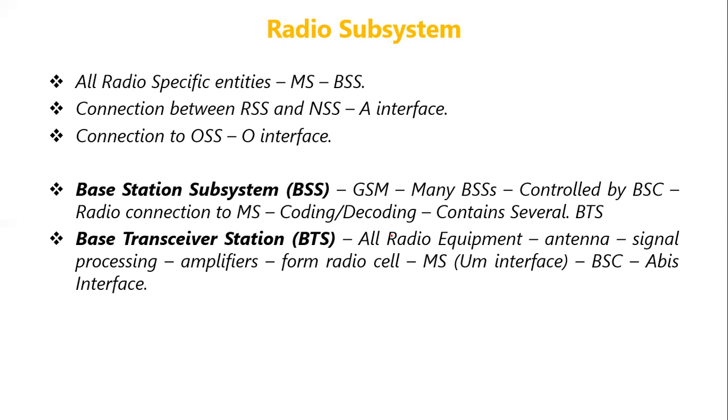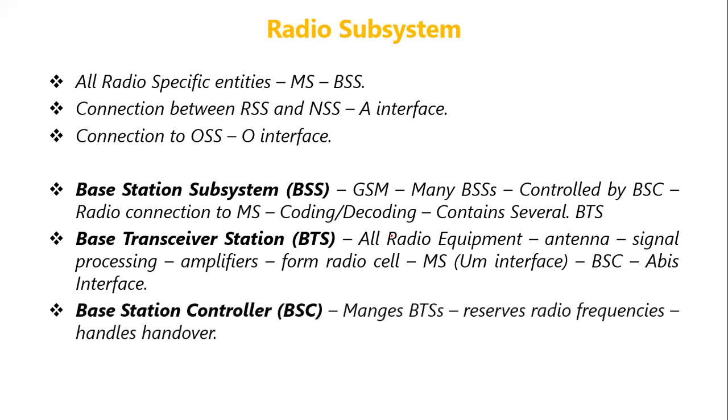Apart from the BSC, the BSS also contains several BTS. BTS stands for base transceiver station. BTS comprises all radio equipment. That is, it includes the antenna, signal processing equipment, and the amplifiers necessary for radio communication. All these things are part of the BTS. A BTS will typically form a radio cell using sectorized antennas.